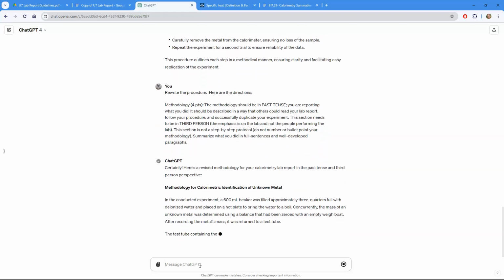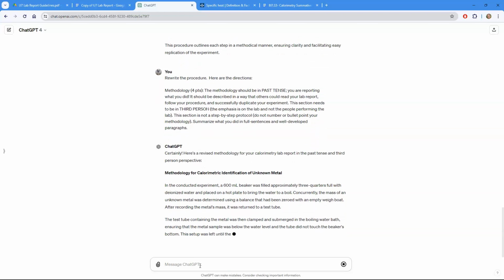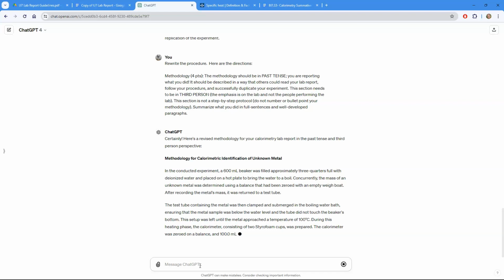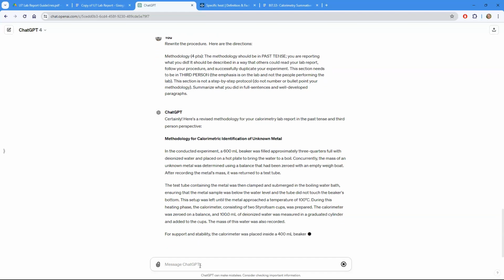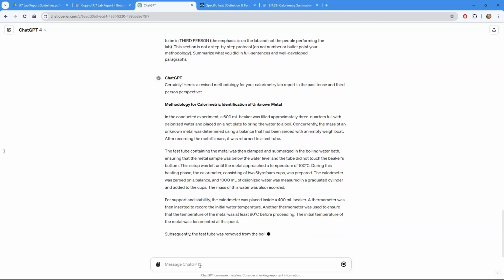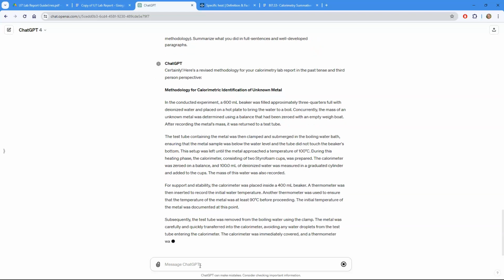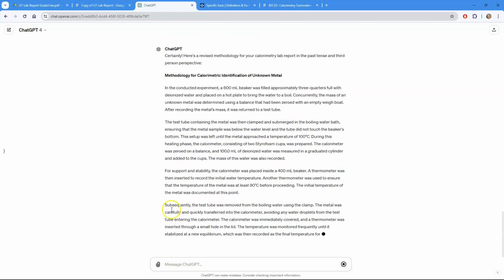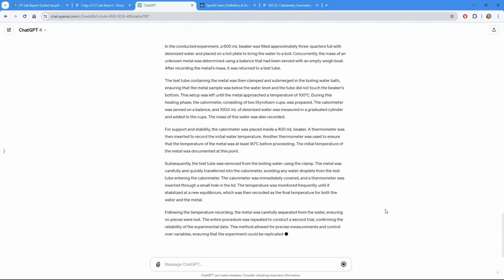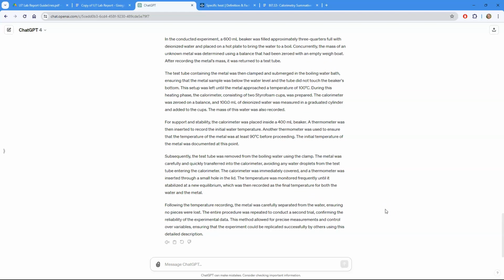Okay, so notice it's writing it in sentences, and it's written in past tense. It's also written in third person. This is excellent. So it's a little lengthy, but it's okay. There are also some big words in here like subsequently, but it's okay. Now you can also ask it to shorten it. So let's try doing that.